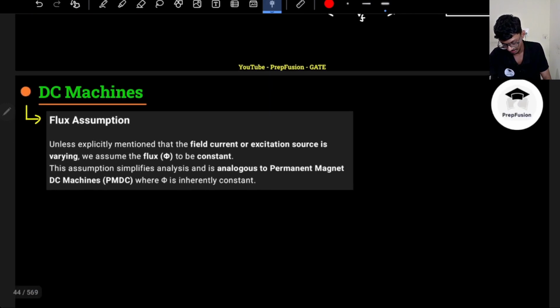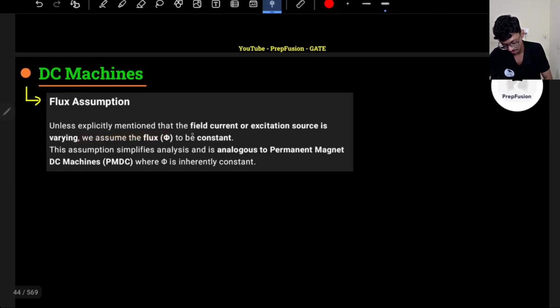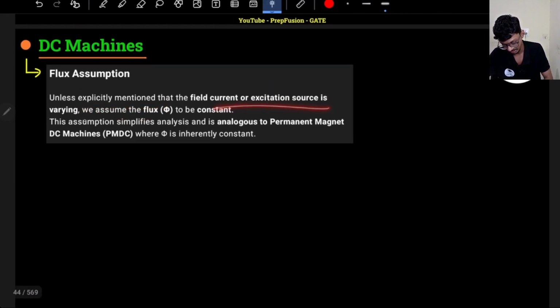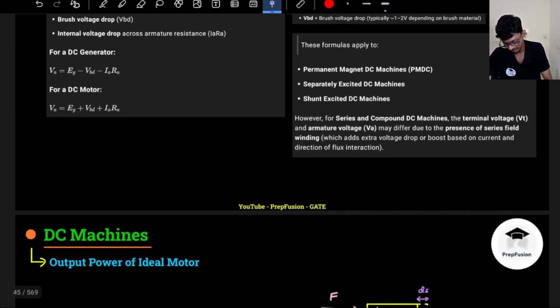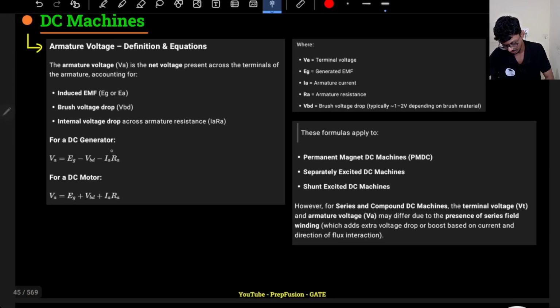One more thing: unless explicitly mentioned that the field current or exciting current is varying, we assume the flux to be constant for a separately excited machine. Unless and until mentioned, the field current will be constant. It is analogous to a permanent magnet DC machine, where the flux will never change. So these are the armature voltage equations that we know.